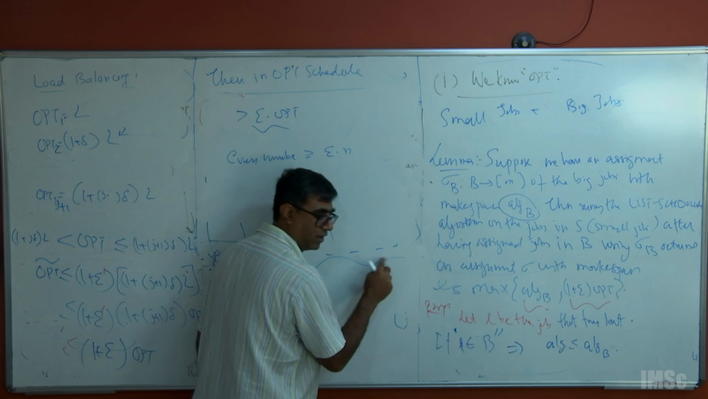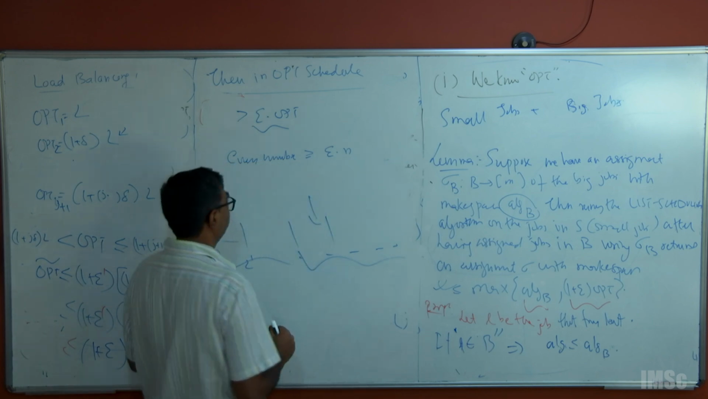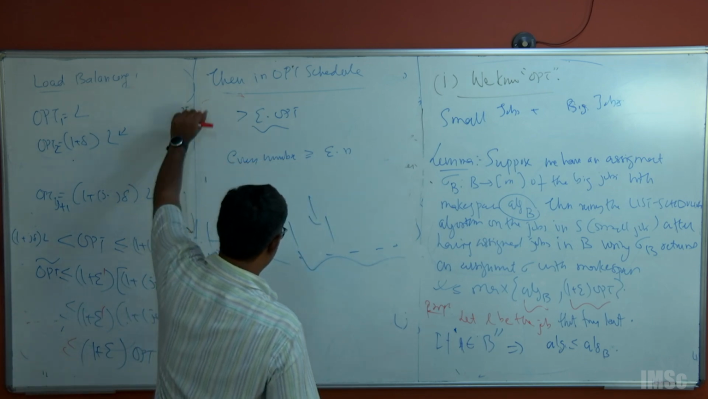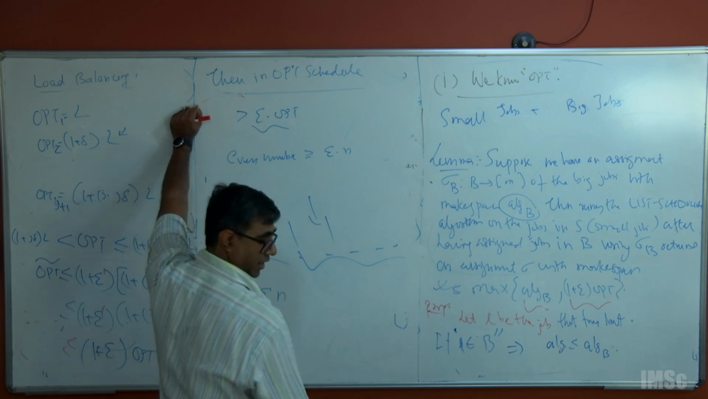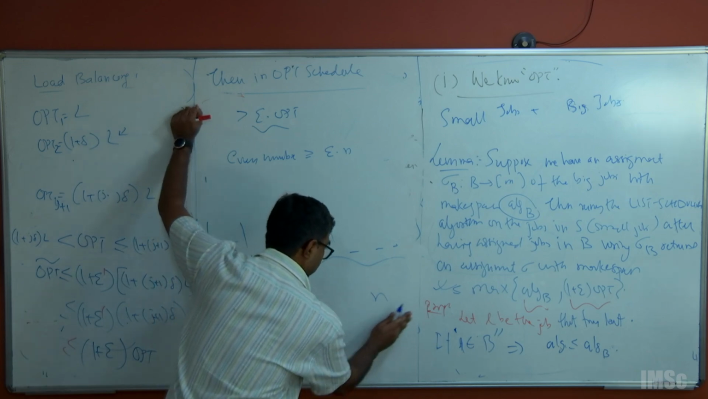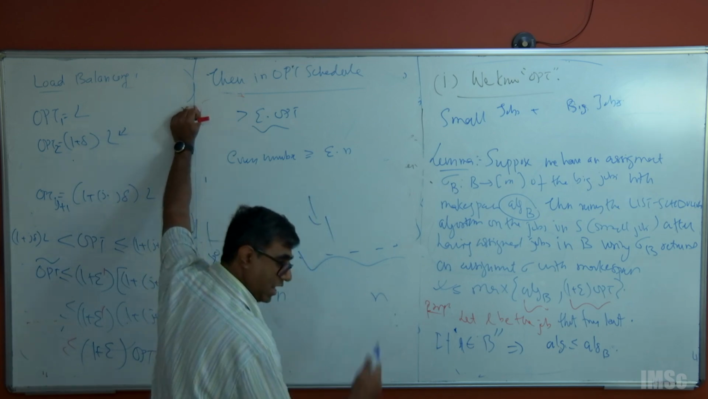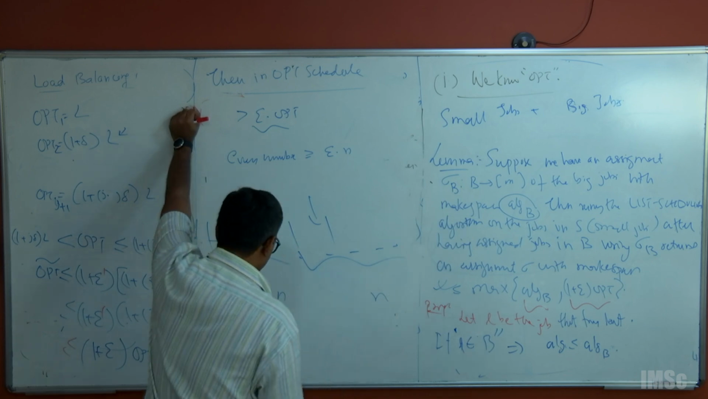So how many buckets are left here? You understand? So what I know is, I am starting from epsilon n and I need to go to n, right? I am starting at epsilon n and I need to go to n. So next time what happens?